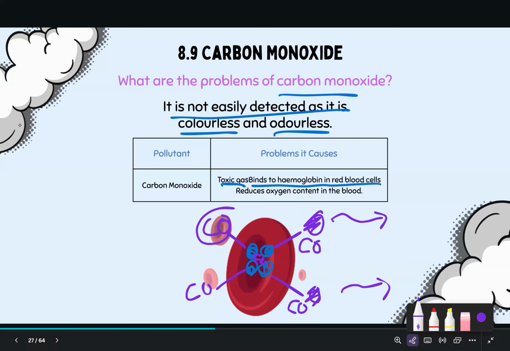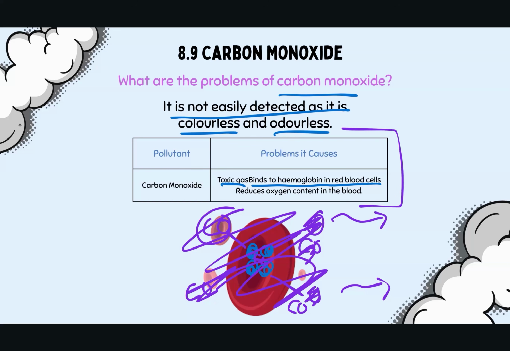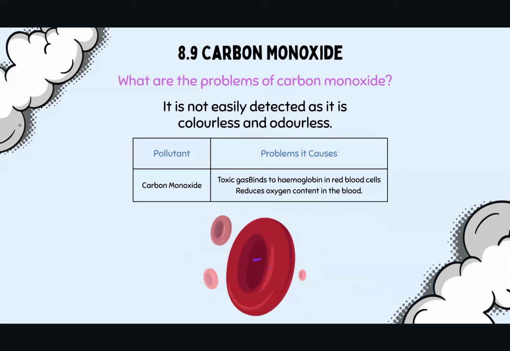Because it attaches irreversibly, it means the only way to get that red blood cell to work now is to destroy it and for the body to make a new one. So if a person breathes in too much carbon monoxide during a fire or something like that, they suffocate. They don't initially feel like they're suffocating, they're still breathing in. So it reduces the oxygen content in the blood. Very dangerous and toxic chemical.